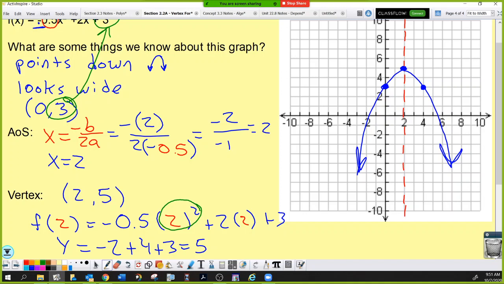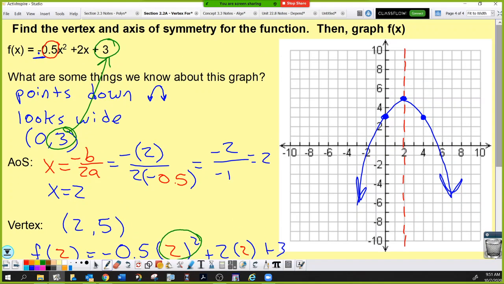Yes, Dylan? How do you know what it's going to be? Well, A is always in front of X squared. B is always in front of X. So it goes A, X squared, plus BX plus C. So B is the number that's going to sit in front of X. A is the number that's going to sit in front of X squared every single time.